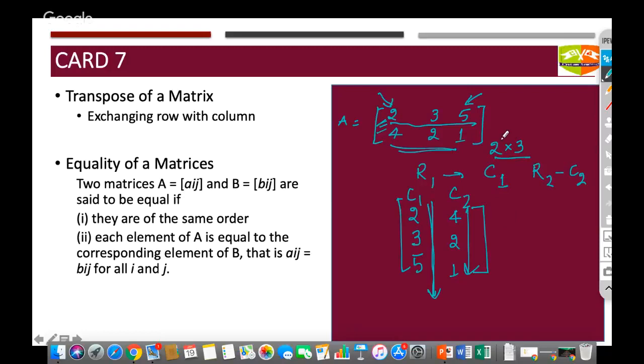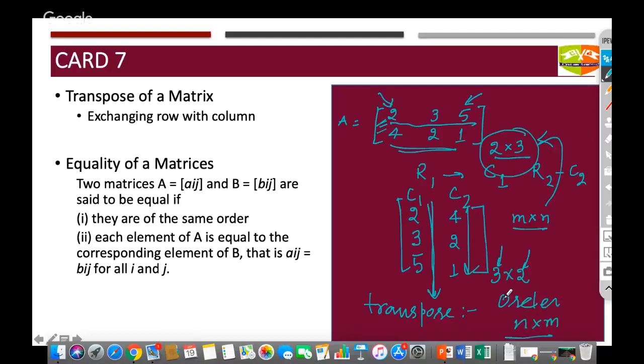So now what happens is, the number of rows becomes 2 and the number of columns becomes 3, so rows become 3 and columns become 2. Here m into n is there. If the order of a matrix is m into n, for the transpose matrix the order will change to n into m, because I'm swapping the number of rows and number of columns. So this is what I mean by transpose of a matrix.